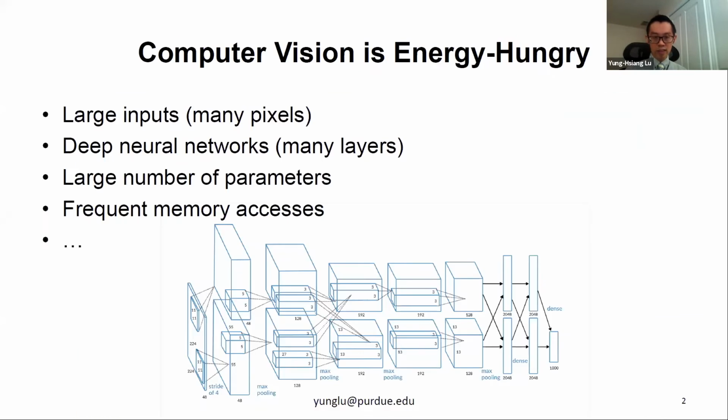The most commonly used method for computer vision is neural networks. These networks usually are very deep, meaning they have many layers, and each layer has many neurons and many parameters. Together, it's a lot of data and a lot of parameters, and they usually don't fit into cache. There will be a lot of memory access. That means even more energy consumption. So computer vision in general is very energy consuming.